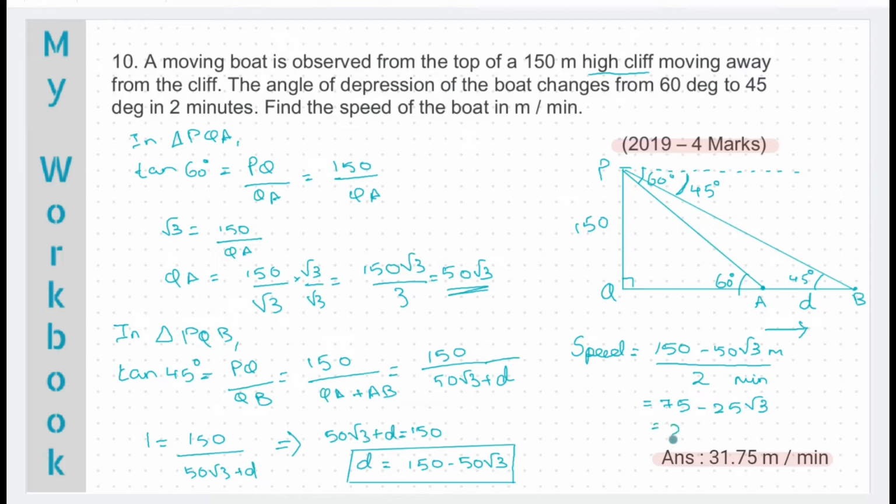We can pull out 25 as common. 25 into 3 minus root 3. If we substitute root 3 value as 1.73, we will get 25 into 1.27, which will give us 31.75 meters per minute. So that's the speed of the boat.